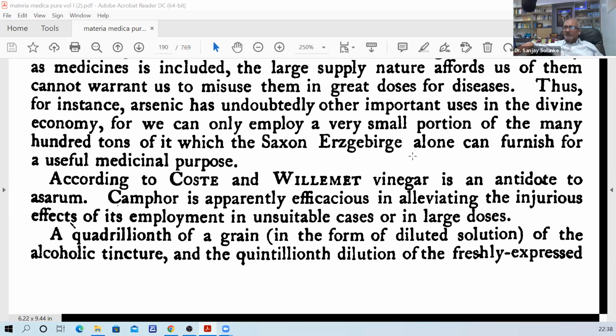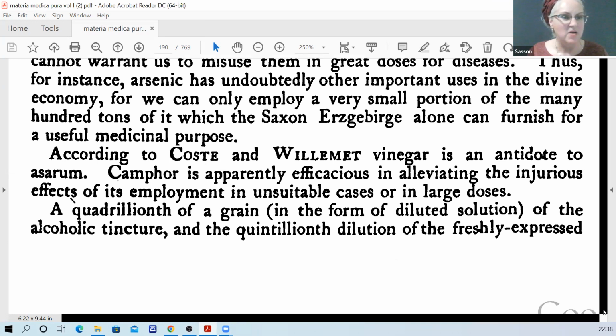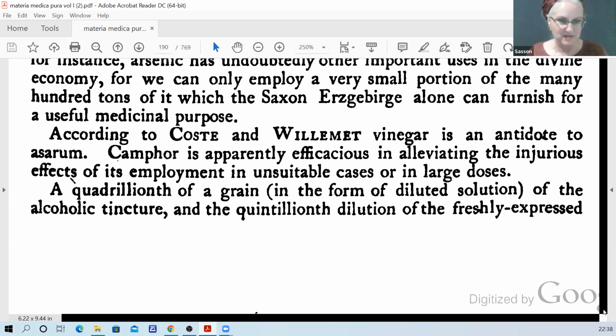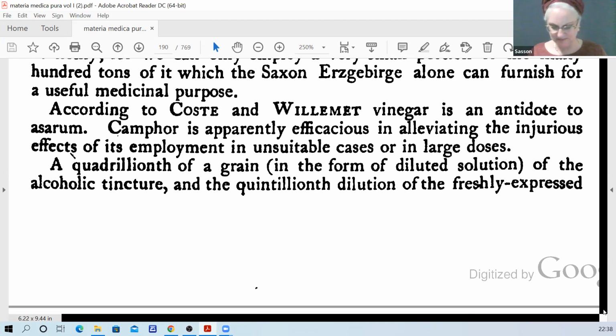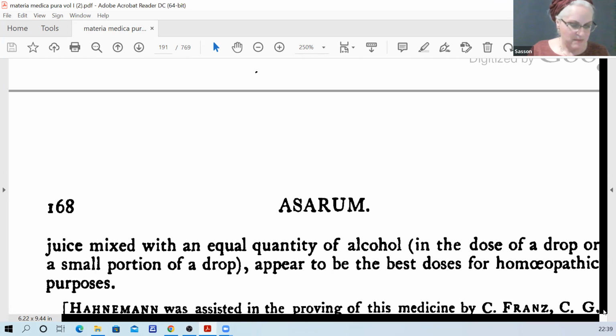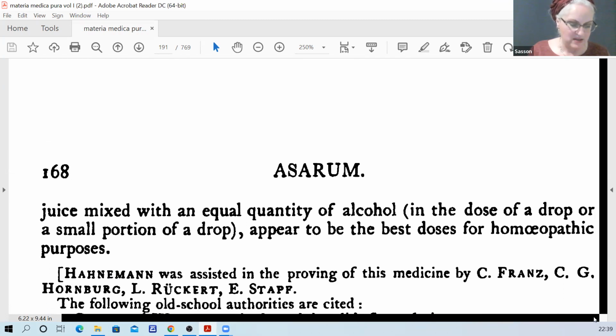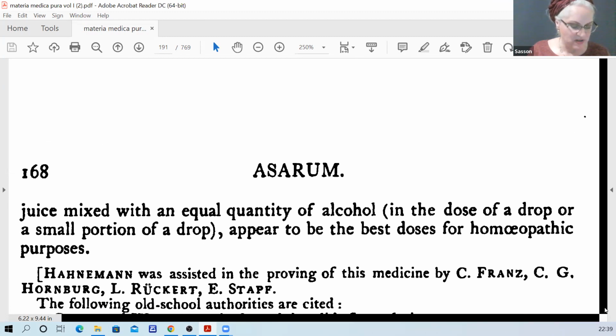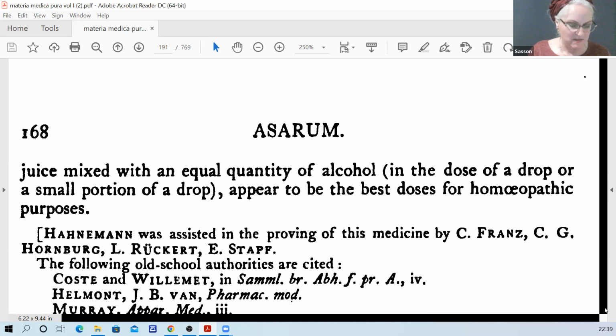Okay. Alrighty. So yeah, I was just saying that I like the way before each proving data is presented, Hahnemann gives us information about what to do if things go wrong. Okay, so he says a quadrillionth of a grain in the form of a diluted solution of the alcoholic tincture and the quintillionth dilution of the freshly expressed juice mixed with an equal quantity of alcohol in the dose of a drop or a small portion of a drop appear to be the best doses for homeopathic purposes, which is interesting.